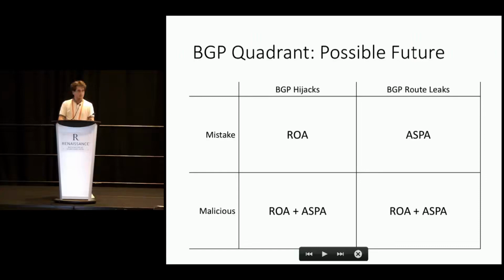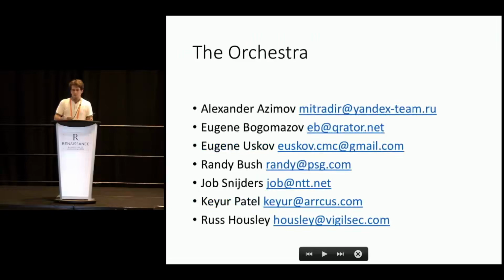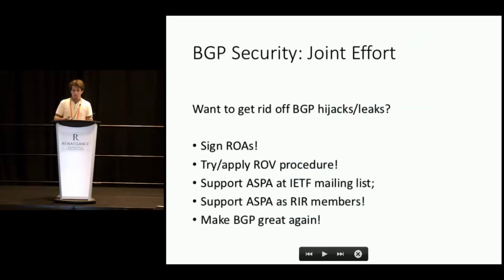And here is how our security quadrant may look one day. Here are our drafts. They are already published and adopted by the GROW working group. There is a list of authors actively working on these drafts, but this technology will not work without your support, because BGP security or insecurity is our joint effort. You should do your part of the work.